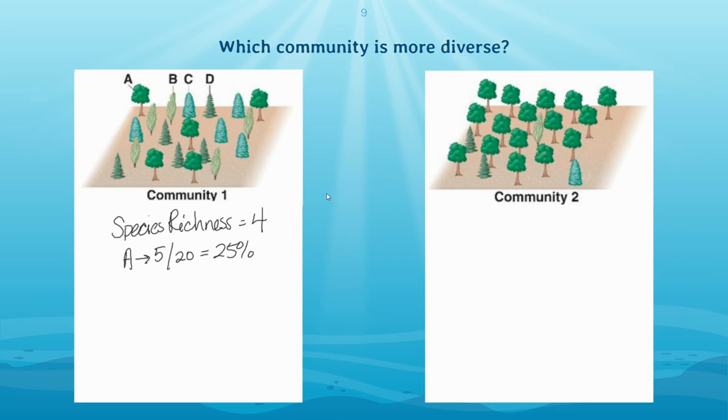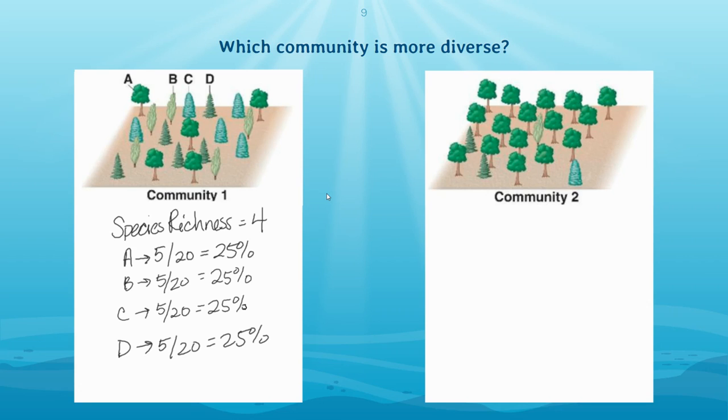Then I did the same exact thing for species B. So species B, there's 5 of them, and out of the total number of individuals, which is 20, I got 25%. Do the same thing for C. There's 5 of the C trees out of 20, 25%. And then I looked at species D, and again, I counted up 5 of them out of the 20, and so it's 25%.